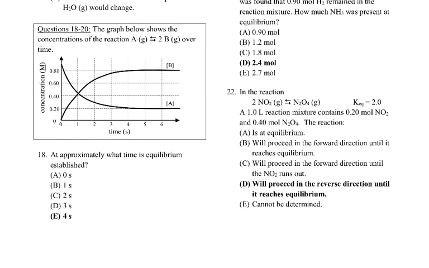Here's our graph. The graph below shows the concentration of A turning into B, and notice that there are 2 B's for every 1 A. At approximately what time is equilibrium established? We can see that equilibrium is established when they no longer change, so that looks like about 4 seconds. That's when these guys start to flatten out.